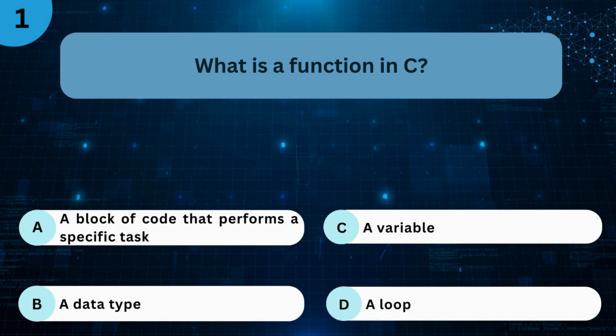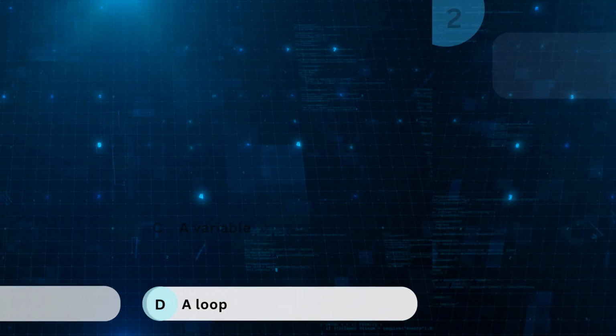What is a function in C? A. A block of code that performs a specific task. B. A data type. C. A variable. D. A loop. The right answer is A. A block of code that performs a specific task.